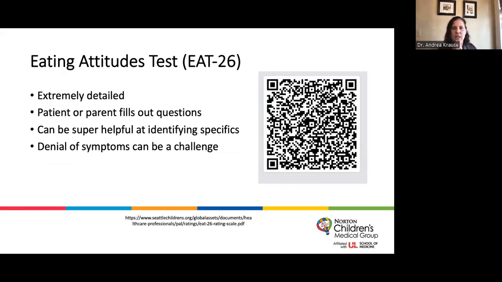This eating attitudes test is very detailed. And so if you've got the time dedicated to this, this is a super helpful survey basically to give your patient to get a little bit more into the nitty-gritty about the features of their illness that you suspect they have. And denial obviously can always be a challenge.